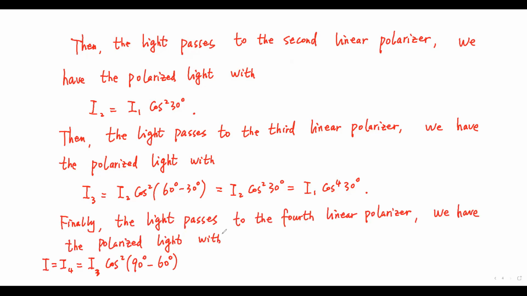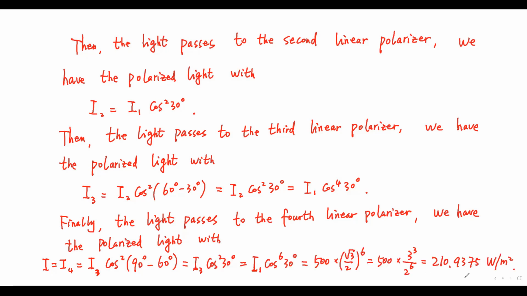Finally, the light passes to the fourth polarizer. We have the irradiance I equals I4 equals I3 times cosine squared of (90 degree minus 60 degree) equals this value.